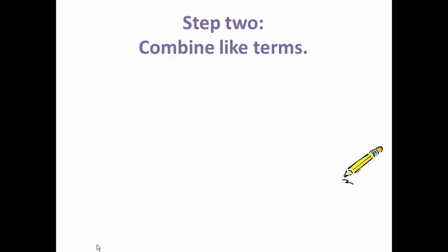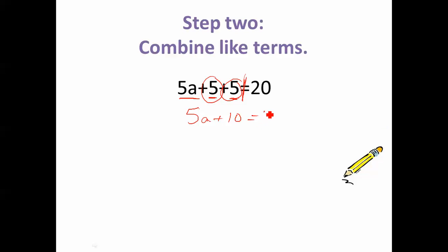Step 2, combine like terms. Remember we talked about like terms have the same variable or no variable at all. So we look here, here's a 5a. Are there any other a's on this side of the equation? We're looking at one side then the other. There's not. So we look at the 5. Are there any other numbers with no variables? Yes, right here. So we're going to combine these. 5 plus 5. So we bring down our 5a. 5 plus 5 is 10. And that equals 20. And our terms are combined.